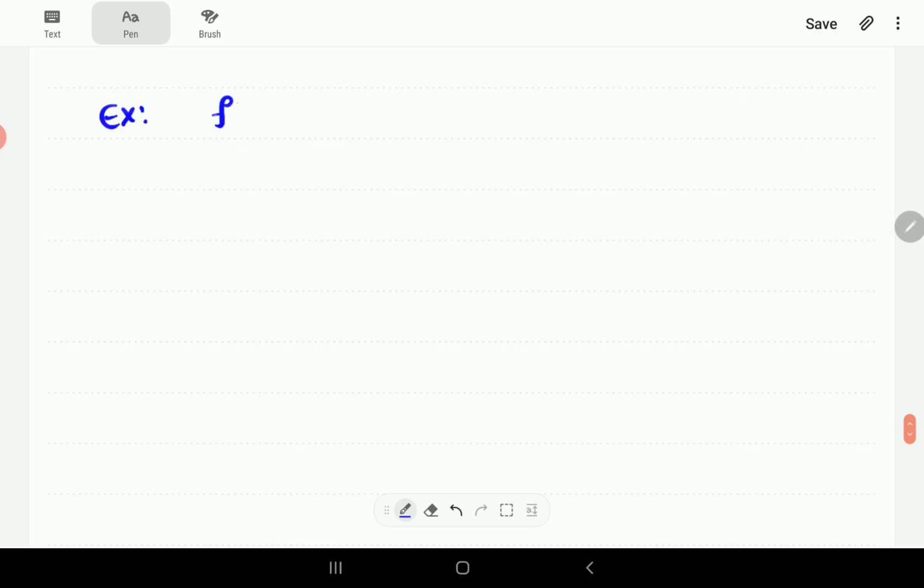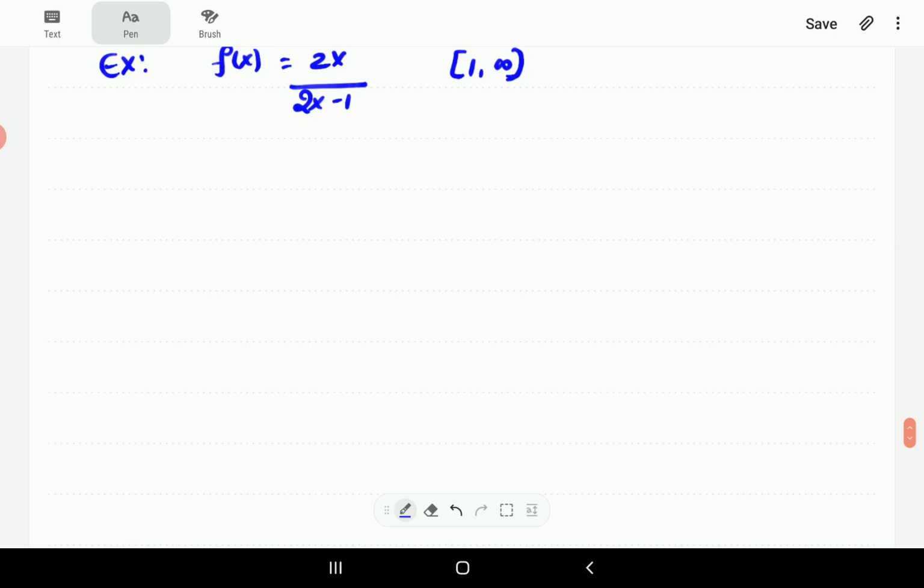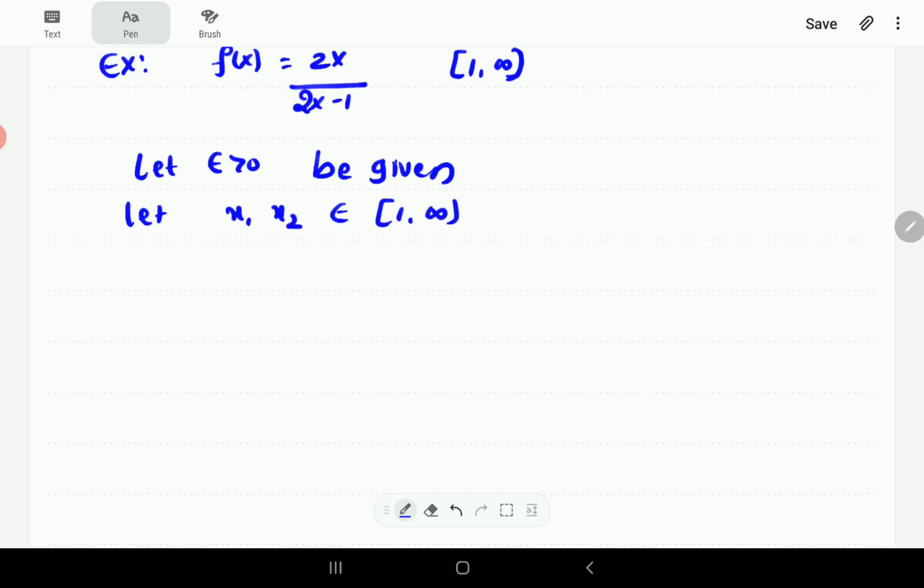Show that if, suppose, f of x equal to 2x upon 2x minus 1, this is uniformly continuous in the interval 1 to infinity. Okay, let's see, this is given in the interval 1 to infinity. We have to check whether the given function is uniformly continuous or not. So for this, let us start with: let epsilon greater than 0 be given. Then same thing, let x1 and x2 be any points in the interval 1 to infinity.